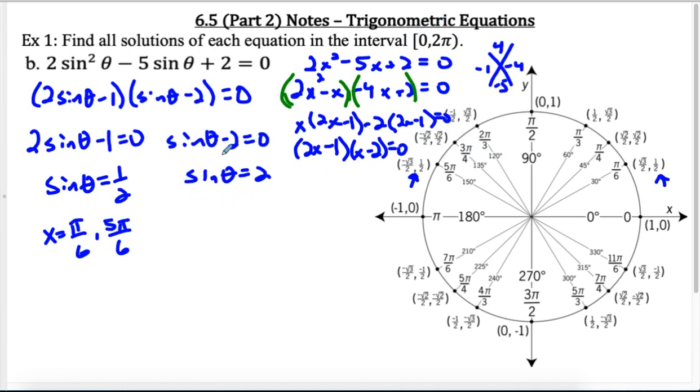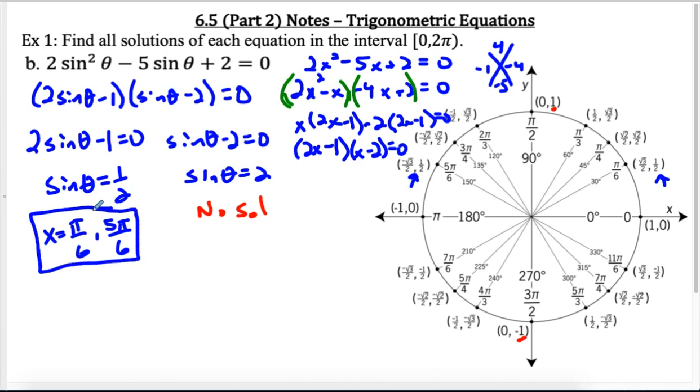Then my second piece here is sine of theta equals 2. Well, one thing that we need to remember, right, is the maximum value for sine is 1, and the minimum value for sine is -1. There is no angle for which sine of theta equals 2. Okay? This yields no solutions. Okay? So in this case, for this problem, these are my only two answers.